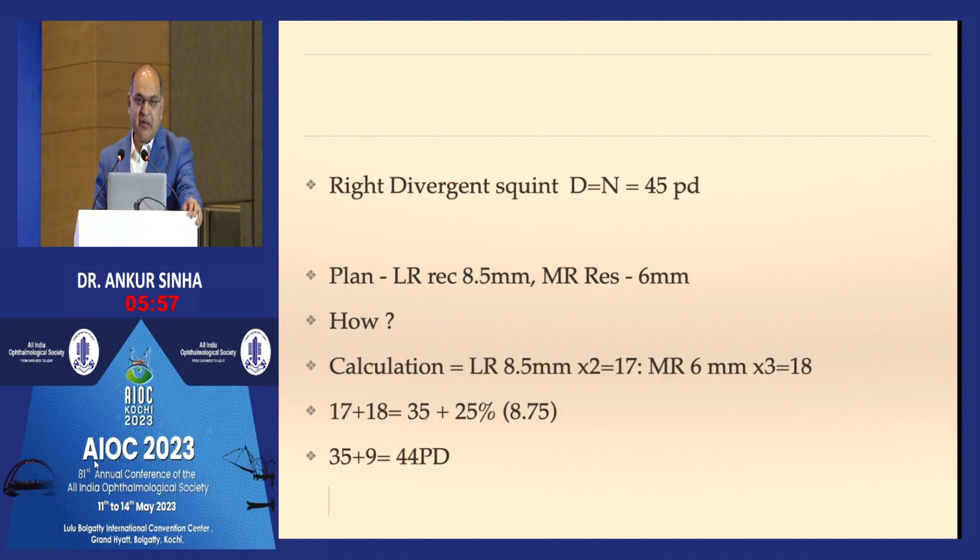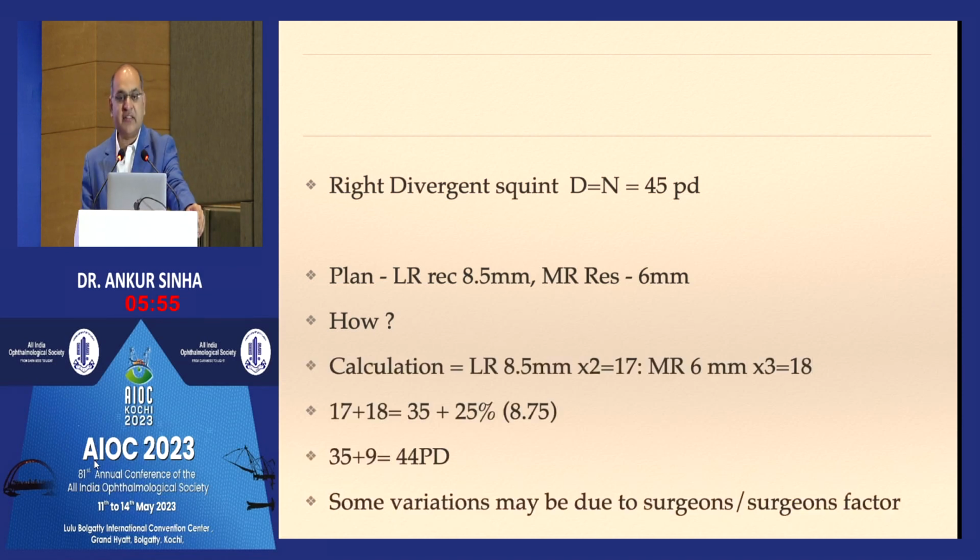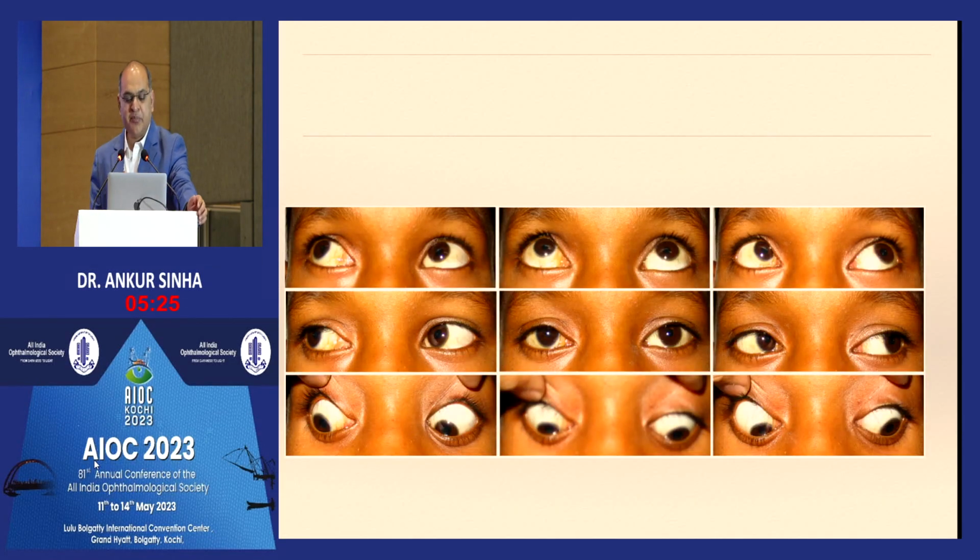We have already discussed that LR can give you approximately 2 prism diopters per millimeter, and MR gives you around 3 prism diopters per millimeter. So a total of 35 prism diopters can be done with the MR and LR surgery alone. But when we do a combination of R and R, approximately 25% more effect is there. So combining the two surgeries together will give you approximately 44 prism diopters. And then there can be some factors, because of the surgeon or the patient, so there could be some variation. So this is the post-operative result. We can see the patient is pretty well aligned.